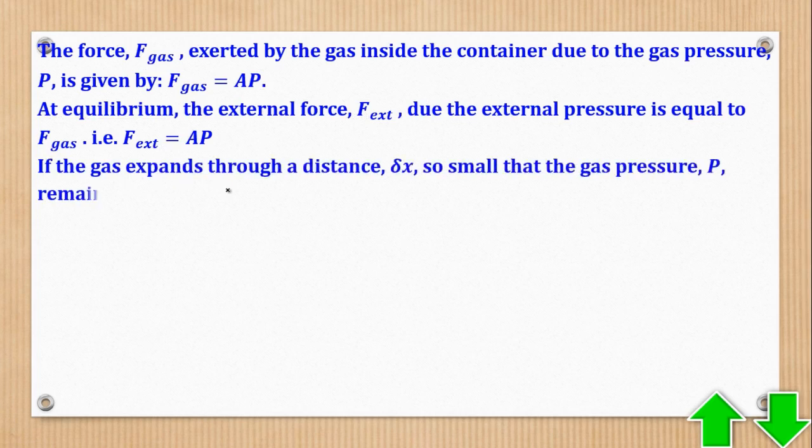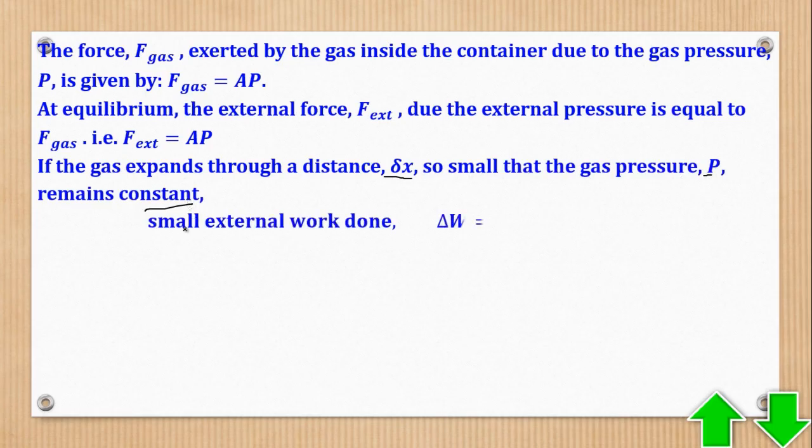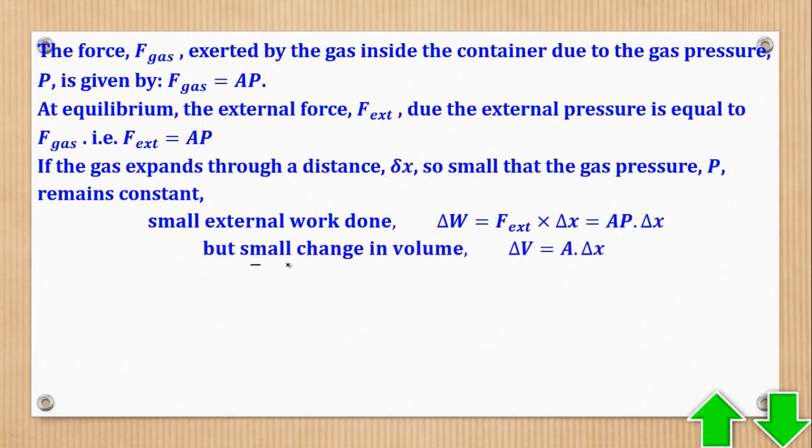Now, if the gas expands through a small distance delta x, so small that the gas pressure P remains constant, the small external work done will be force times distance, which is Fp times delta x. But small change in volume delta V is equal to cross-section area times delta x, which is change in length. Therefore, remember that external work done is pressure times change in volume. So you shall substitute.